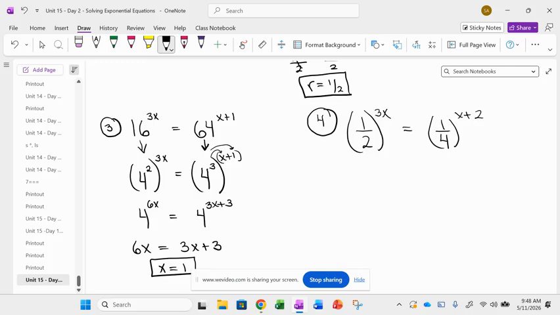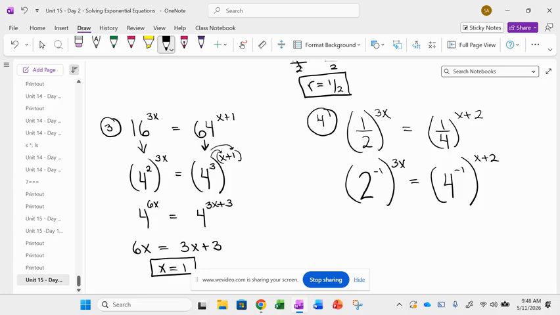What do you think I'm going to recommend we do, since both of the bases are fractions with numerators of 1? Violet? You got it. So this is going to become 2 to the negative first power raised to the 3x power. And this is going to be 4 to the negative first power raised to the x plus 2 power.